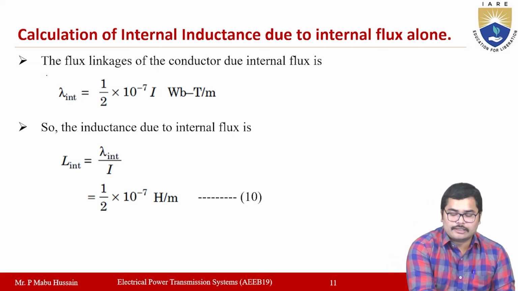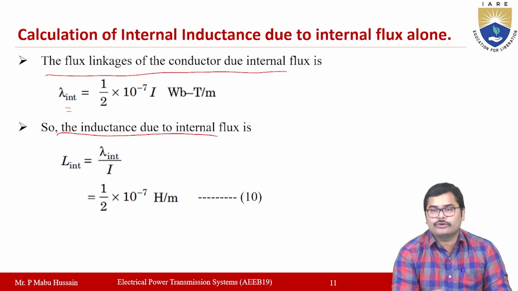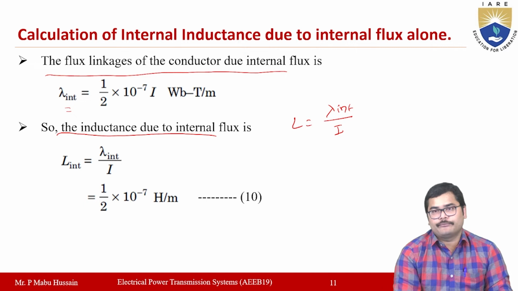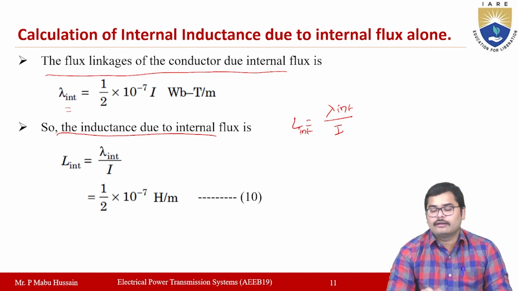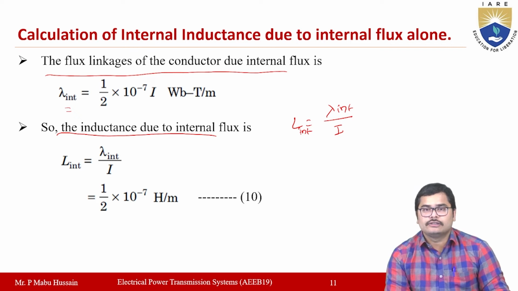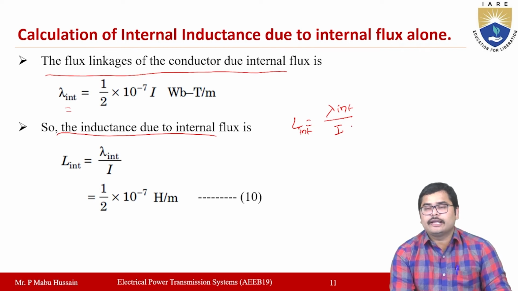So the internal flux linkages you know, right? The internal flux linkages of the conductor due to internal flux, lambda internal, is equal to 1 by 2 into 10 to the power of minus 7 into I. So the inductance due to internal flux alone will be L is equal to the internal flux linkages by total current I. So this will be the internal inductance. As you are calculating this inductance with only internal flux, you can call this inductance the internal inductance, L int. So this L internal will be equal to lambda int by I.